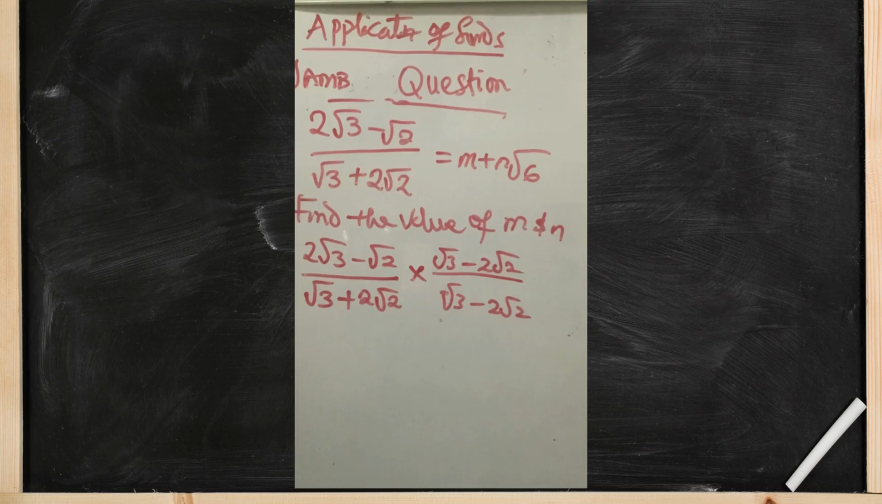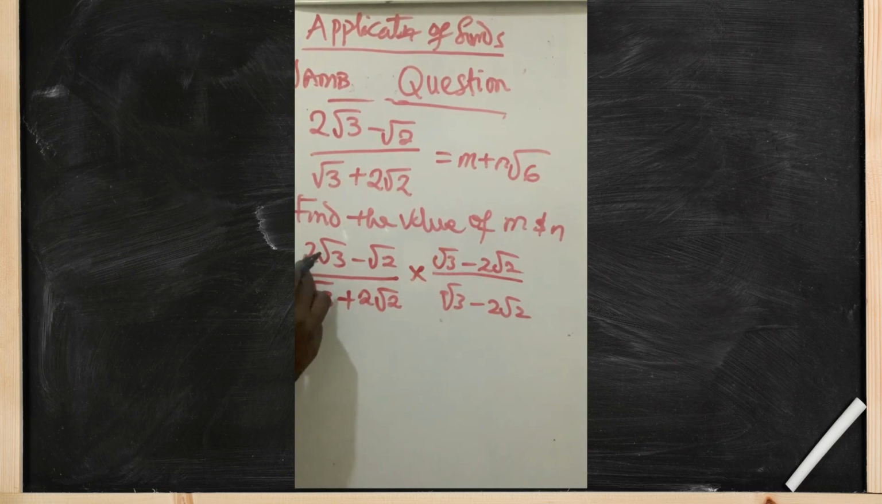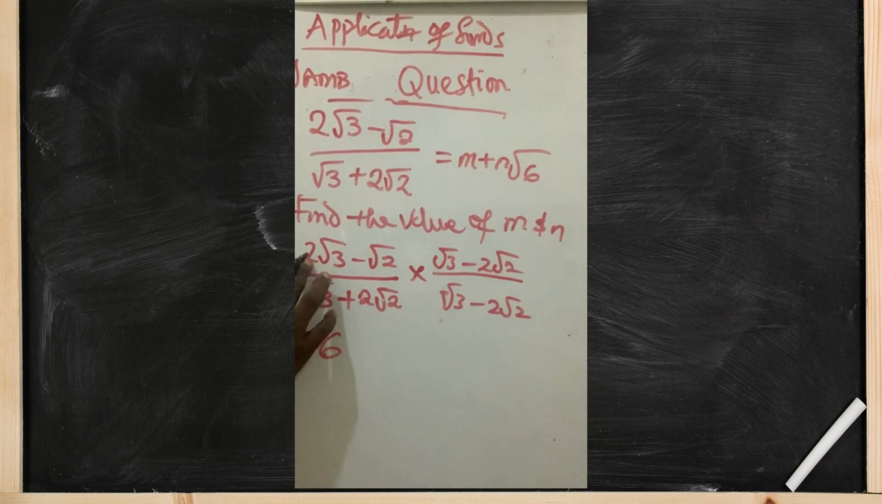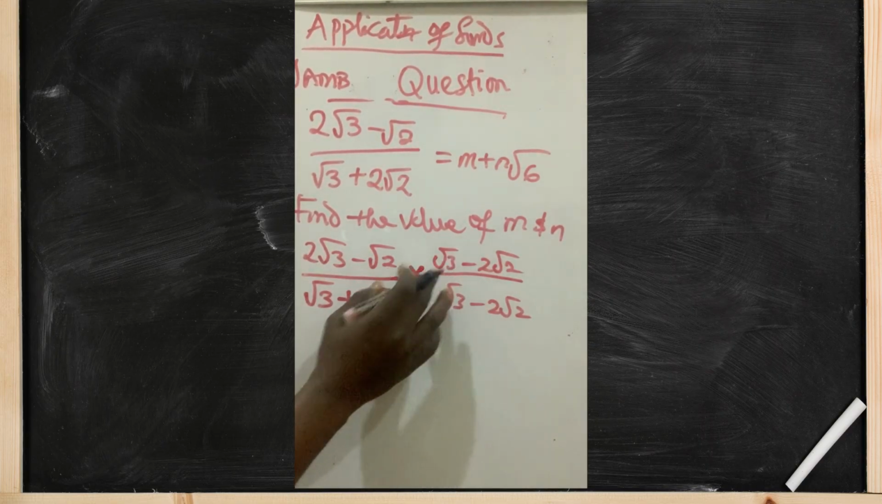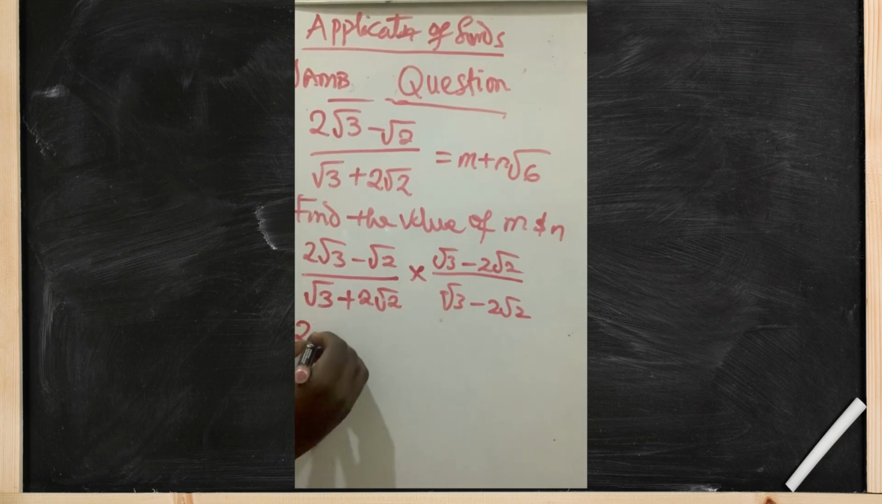So solving this question, you're having 2 root 3 times root 3, which will give you 6. 3 times 2 will give you 6. So we're having 6. Then 2 root 3 times root 3 again, root 3 times root 3 will give you 3. And that 3 times 2 will give you 9.